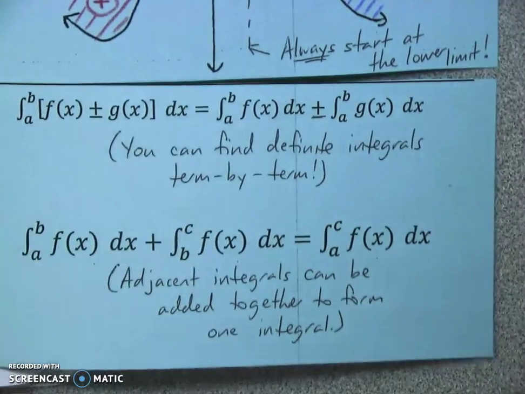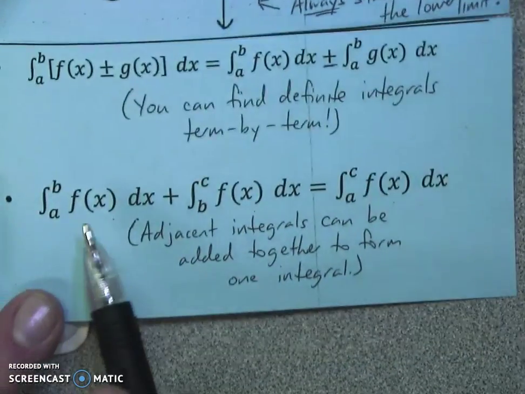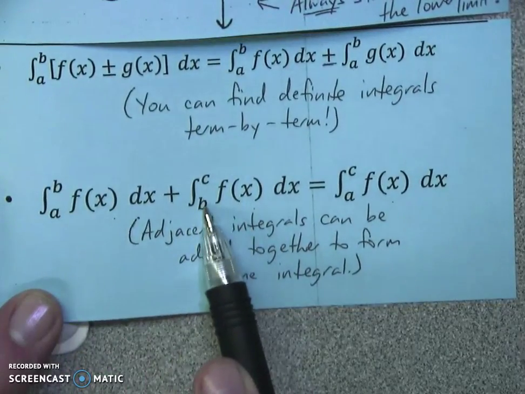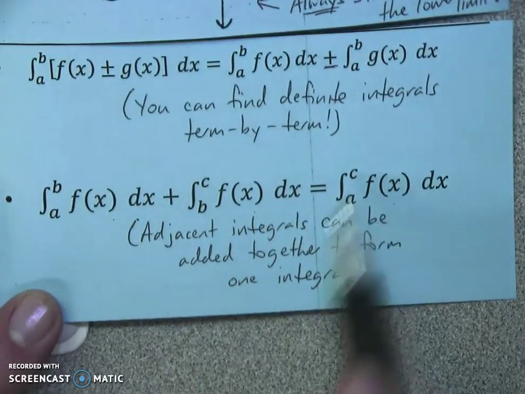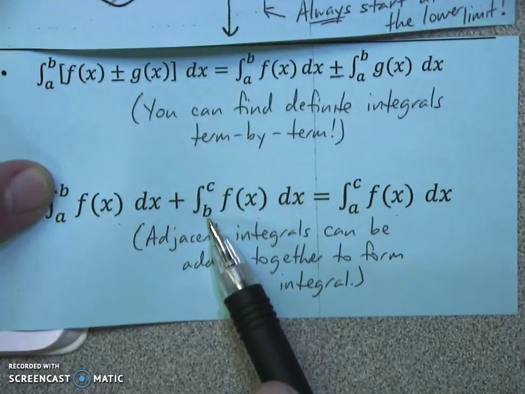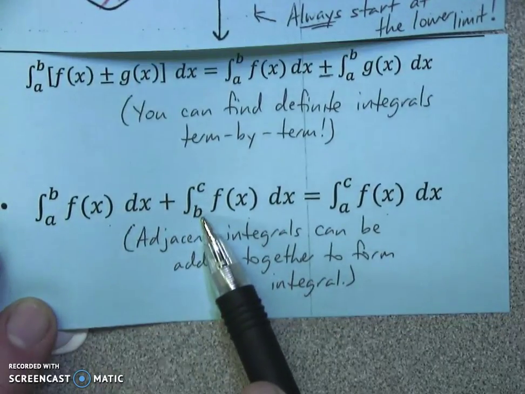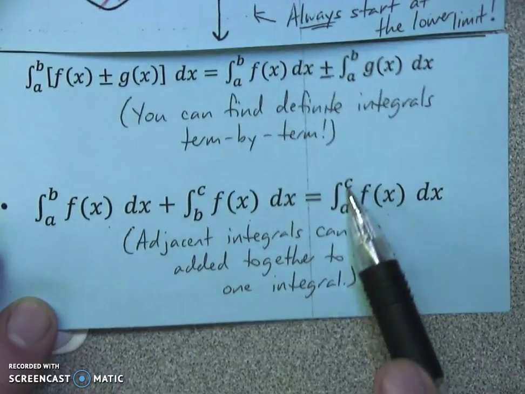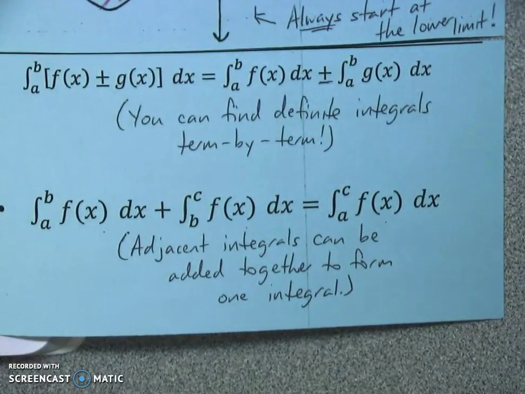And then this last one is possibly a little confusing. I want to talk you through what's going on here. It says that the integral of a function from a to b plus the integral of a function from b to c is the same as the integral from a to c of f of x, essentially eliminating that middleman, b. Like, if I were integrating from 0 to 3 and then integrating from 3 to 8, all I'm saying is that that would be the same as the integral from 0 to 8. So adjacent integrals can be added together to form one big integral.